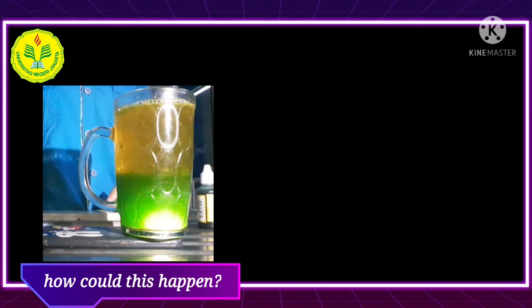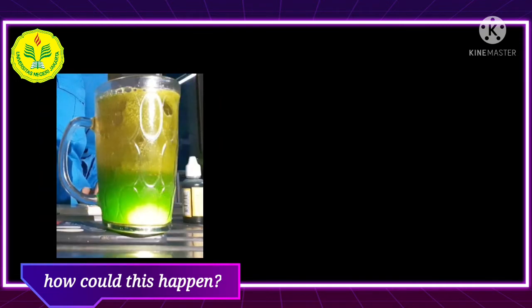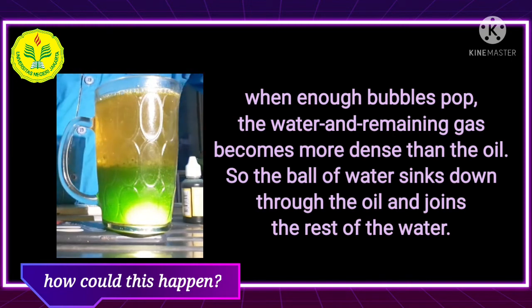Once a ball of water and gas gets to the surface, some bubbles of carbon dioxide gas pop, releasing the gas into the air. When enough bubbles pop, the water and remaining gas become more dense than the oil, so the ball of water sinks down through the oil and joins the rest of the water.